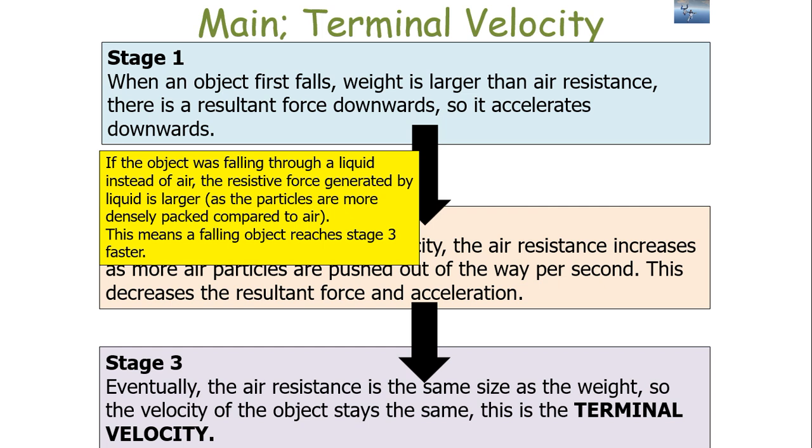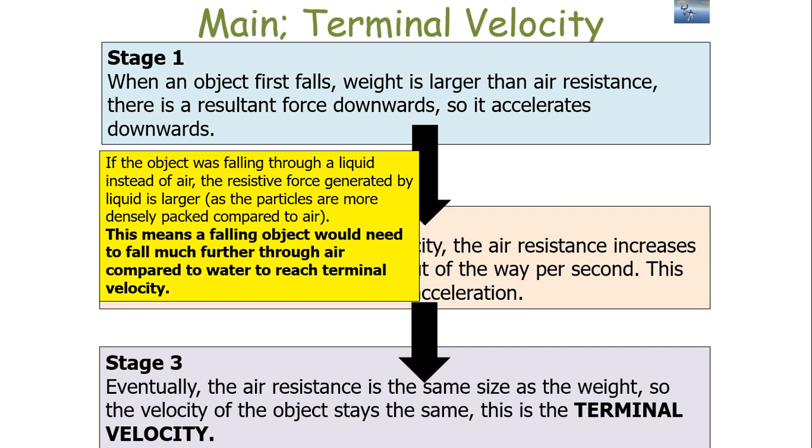This means a fallen object reaches stage 3 faster. So this means a fallen object would need to fall much further through air compared to water to reach terminal velocity. So objects reach terminal velocity faster in liquids than they do in gases.